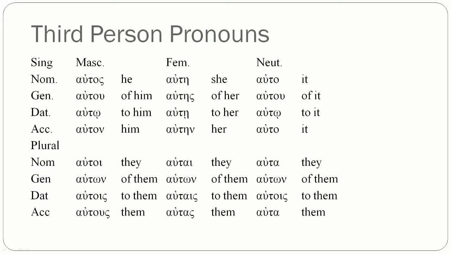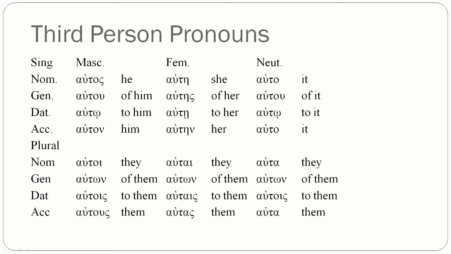This chart looks really big and scary, but if you have your forms memorized from chapter 6, the adjective forms, these shouldn't be difficult. Or if you know your first and second declension nouns, then these forms should be simple. So let's go to the masculine first. Nominative singular masculine, autos. That ending there should be familiar to you by now. And this means he. Then genitive singular, autou, of him, or his would be fine as well.